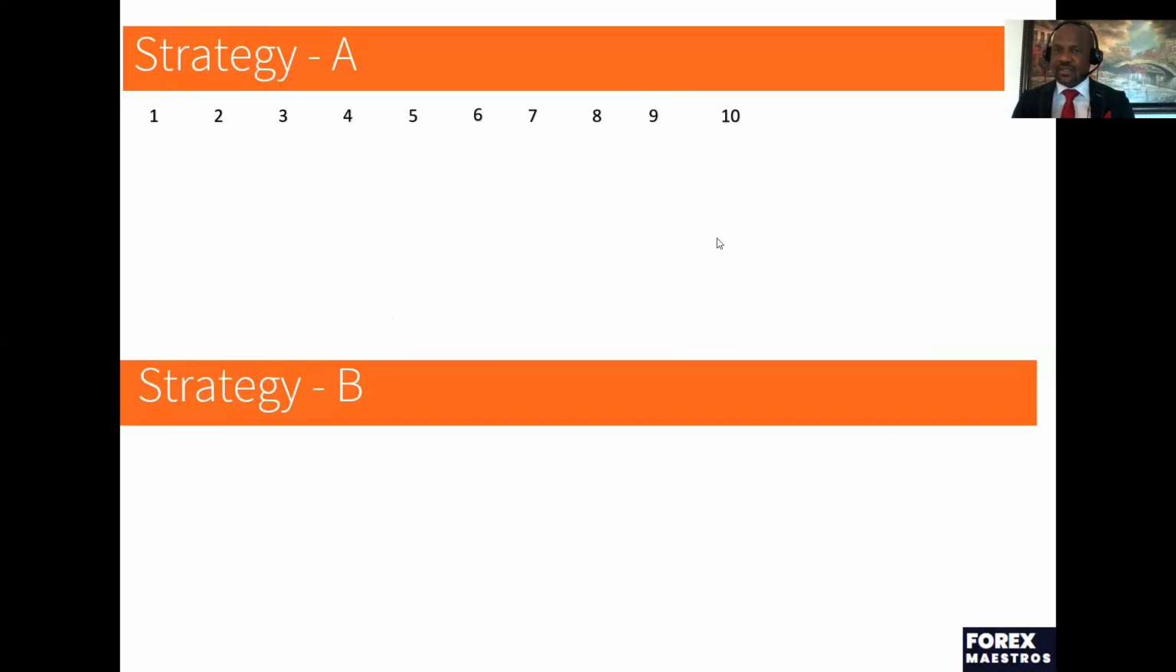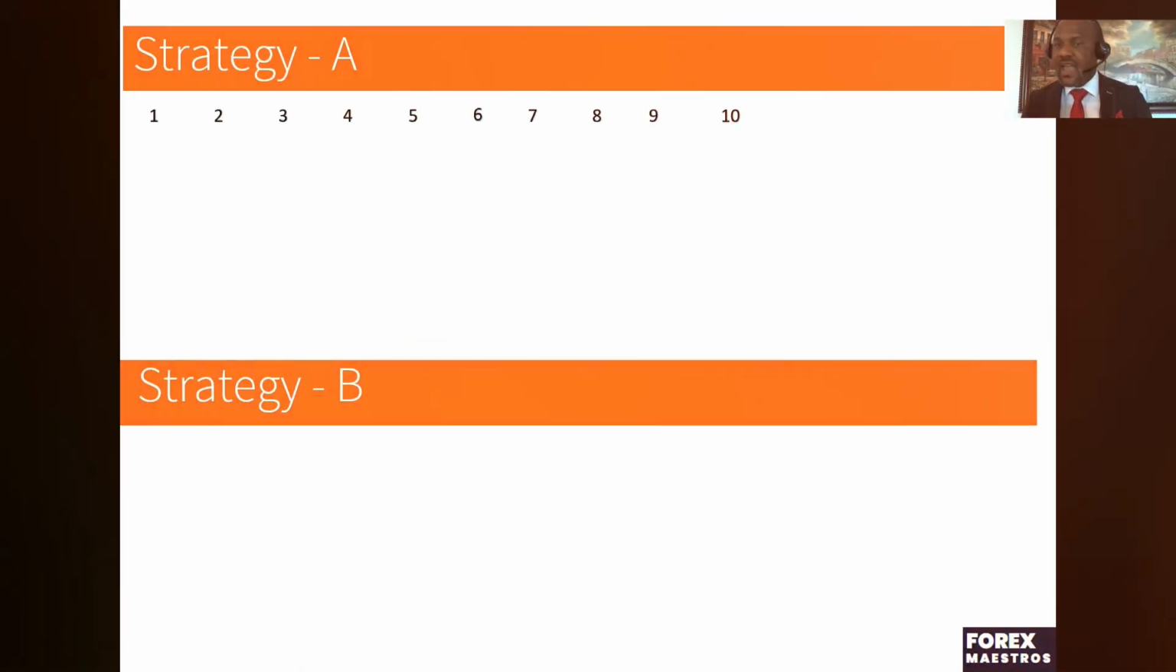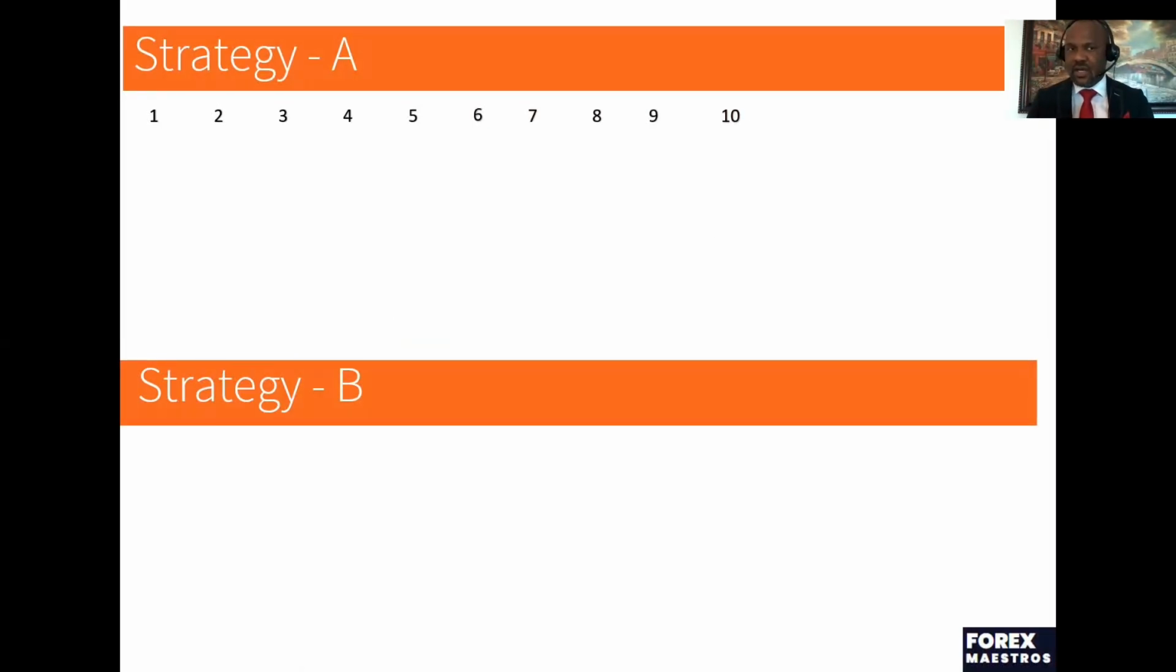Now, there are two traders, okay? We have a trader A and a trader B. These are different individuals, trading their own accounts. And they placed 10 trades over 10 days. Day 1, day 2, day 3, day 4, day 5, day 6, day 7, day 8, day 9, day 10.